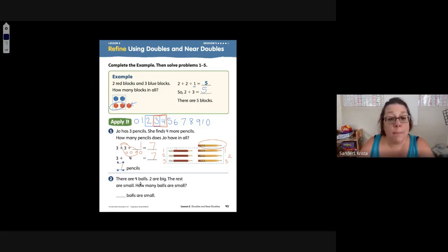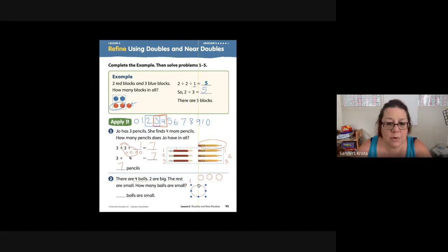There are 4 balls. 2 of those balls are big. The rest are small. Sounds like they're giving me the total or the whole of all of them together right now. So I am going to draw 4. There are 4 balls all together, right? 2 are big. So I'm going to make 2 of them big.